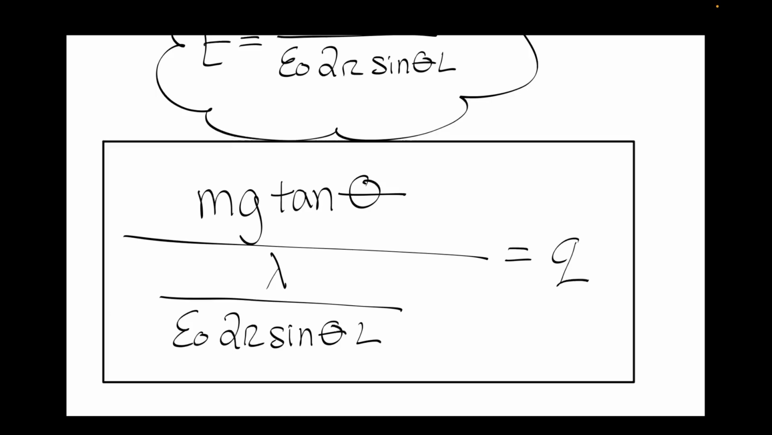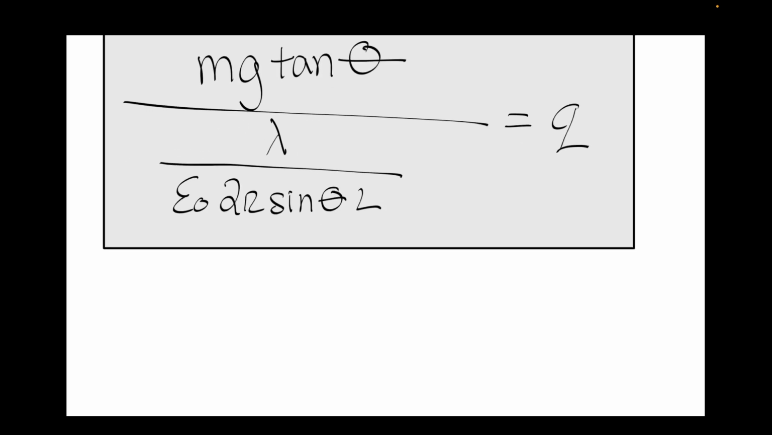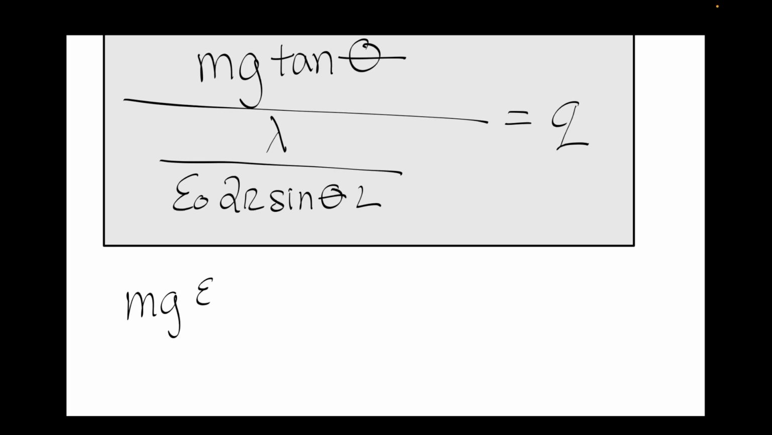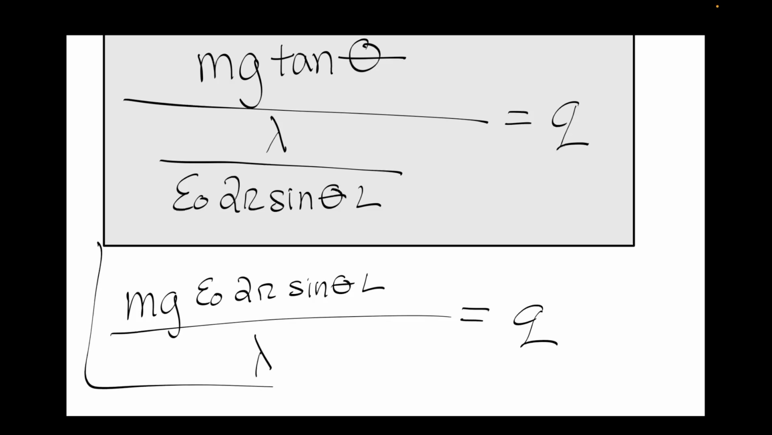You can clean this up if you would like. I don't know if you have to. I don't think you do. But this is really your final answer. But you can copy, flip, and say mg epsilon naught 2 pi sine theta L divided by lambda equals Q. Whatever you feel best with, go that route. But this is how you approach that problem.